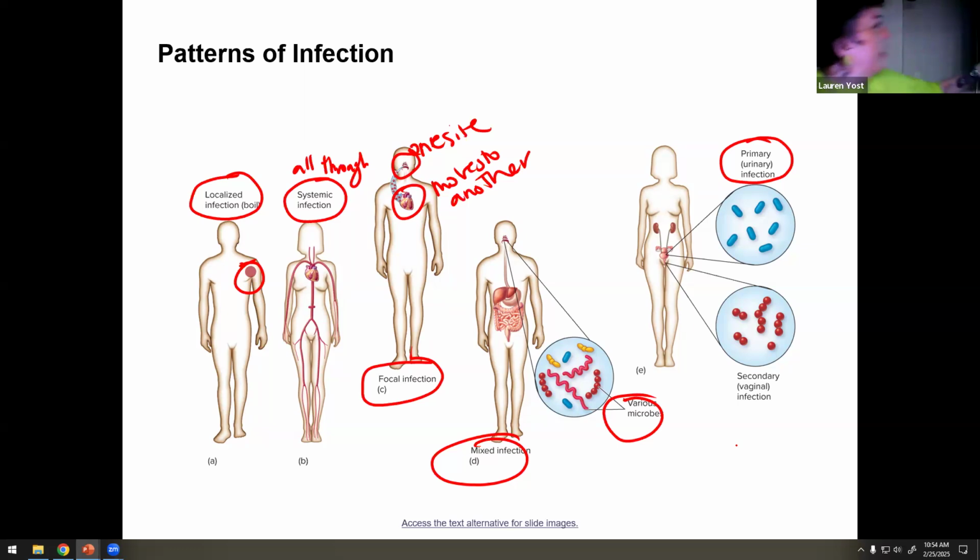So mixed infection is caused by various microbes. That's what this one is. Like just a number of microbes. So we have infections, maybe skin infections, that are not usually just caused by one microbe. There could be any number of microbes that may have been introduced from the environment or the skin or something like that, right?